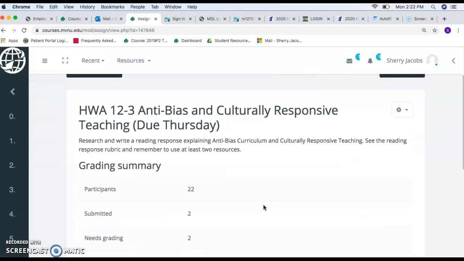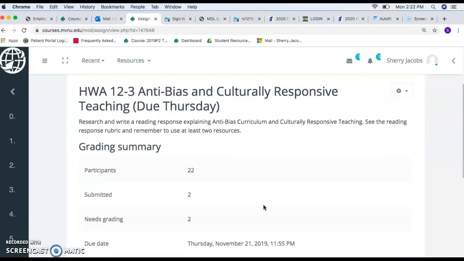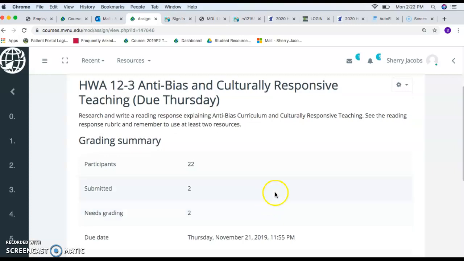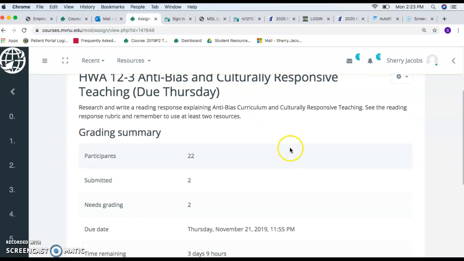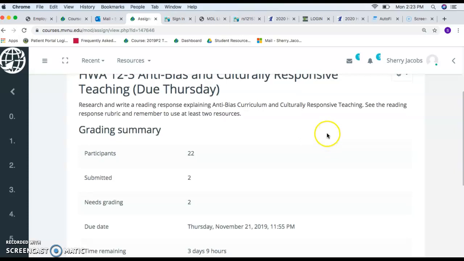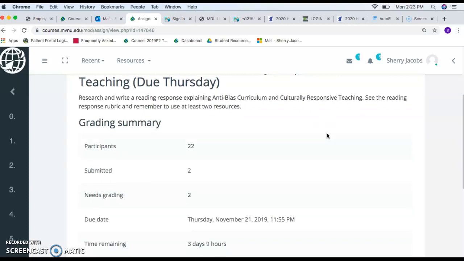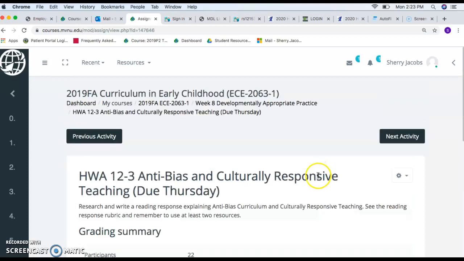You'll be, of course, watching the anti-bias PowerPoint, and your other activity in addition to the forum will be writing a reading response about anti-bias curriculum and culturally responsive teaching. You'll be using the reading response rubric and remembering to use at least 2 resources. So you're going to be talking both about anti-bias and culturally responsive teaching. If you would devote one subsection to each of those things, and the final subsection to things that they have in common, and comparing and contrasting them, basically.